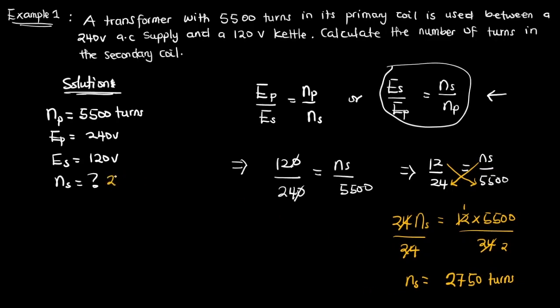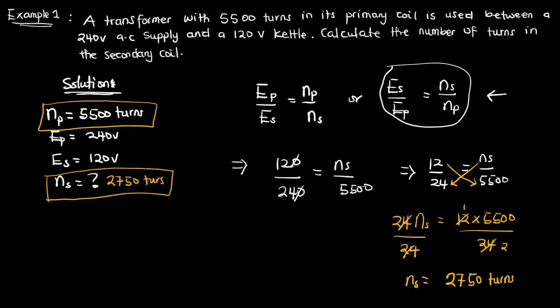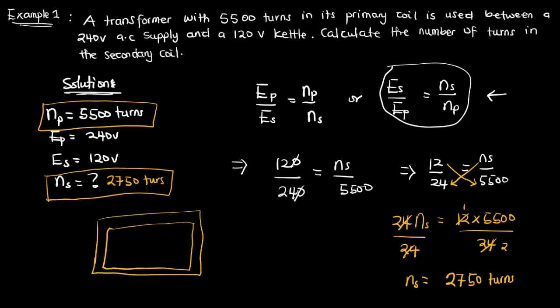So we have 2,750 turns. Now if you look at it, the number of turns in the primary transformer is 5,500, and half of it is what we have on the secondary transformer. So if this is my transformer, let me use the primary as 5 turns: 1, 2, 3, 4, 5. It's more than that, but I'll just use the first digit. So the secondary is like 2.5, so something like 1, 2, 3, let me make it like that.